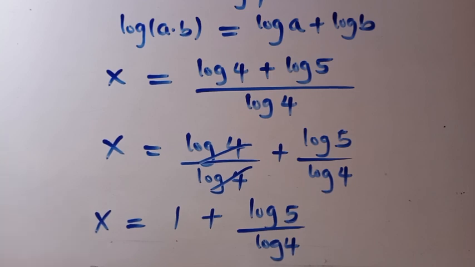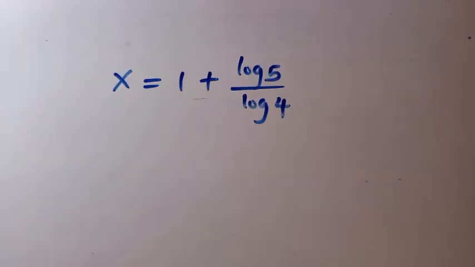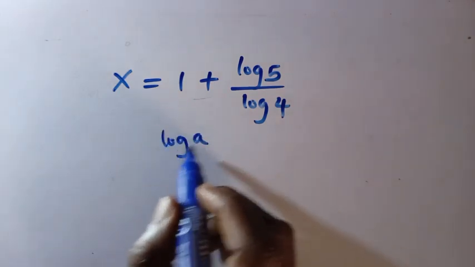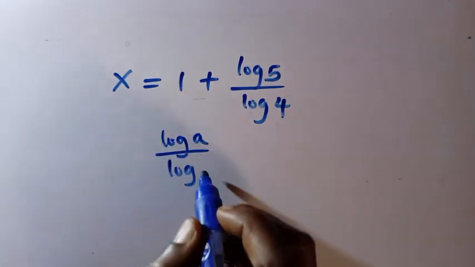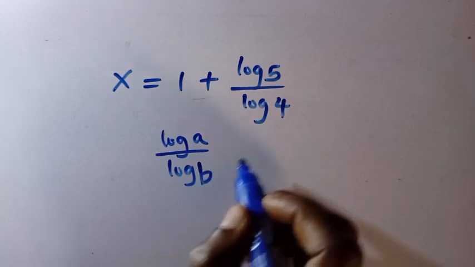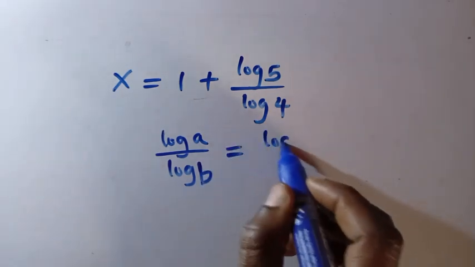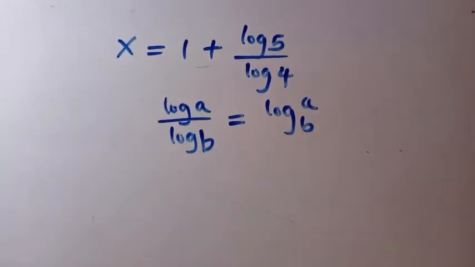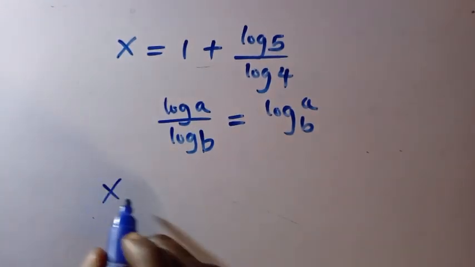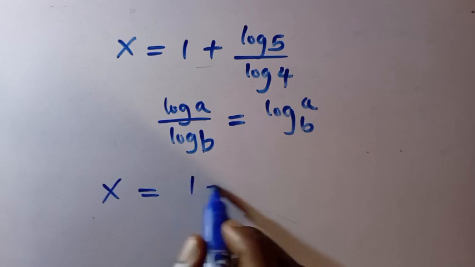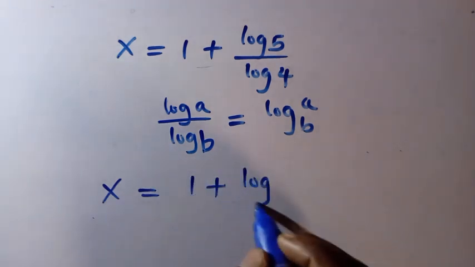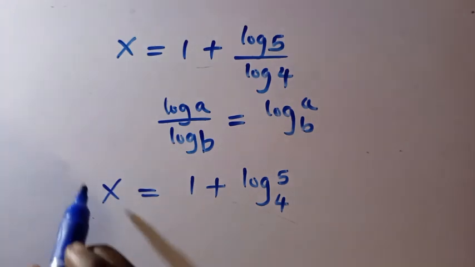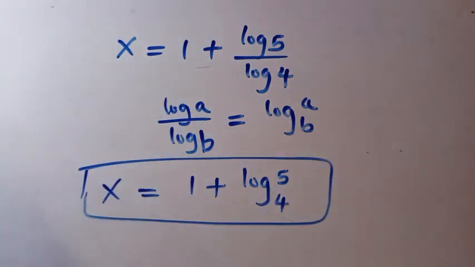So if this is what we have, suppose we have log a divided by log b, this equals log a base b. When we apply it to this, we have x equals 1 plus log 5 base 4. And this is the answer to this problem.